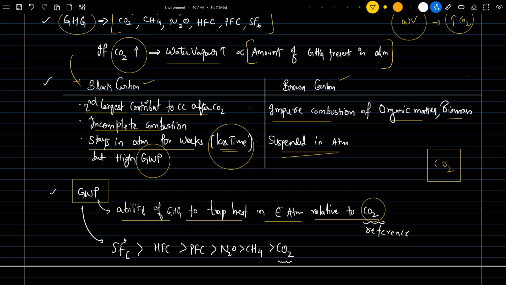So here is the order of global warming potential of greenhouse gases. SF6: even if it stays for a long time, it has a huge global warming potential, means its presence even for a short time will be able to capture a high amount of heat. Next after SF6 is HFC, hydrofluorocarbon. Next is perfluorocarbon, N2O, CH4, CO2. CO2 is lowest for a simple reason: because we are taking it as the reference.